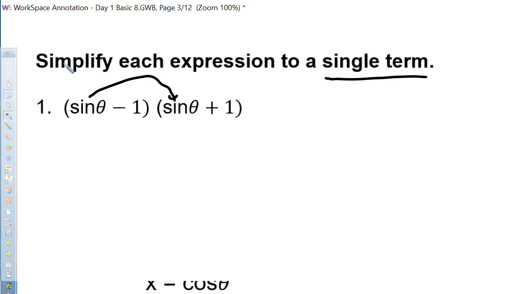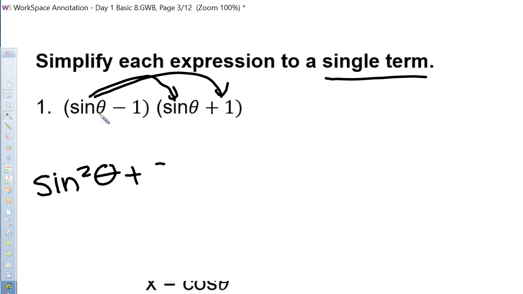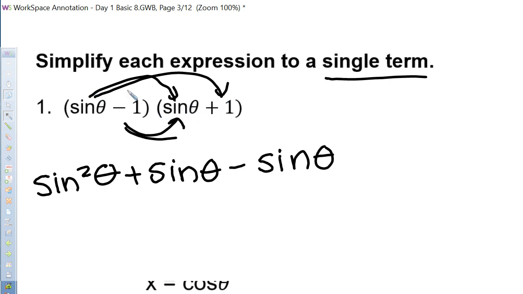So distribute the sine of theta. So sine of theta times sine of theta would be sine squared of theta. So make sure the square goes in front of the angle. So sine times sine is sine squared. Multiplying again, sine of theta times 1 is sine of theta. Distribute the negative 1. Negative 1 times sine of theta is minus sine of theta. And one more time, negative 1 times positive 1. Minus 1.